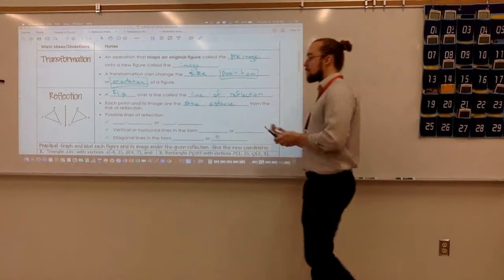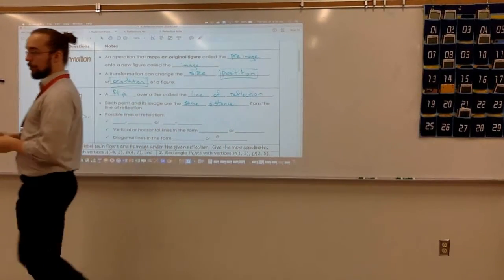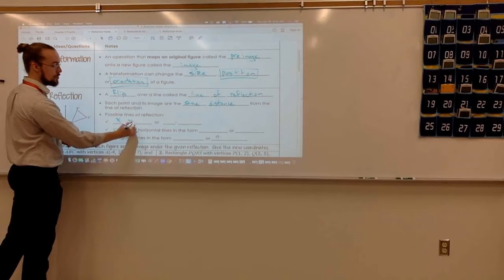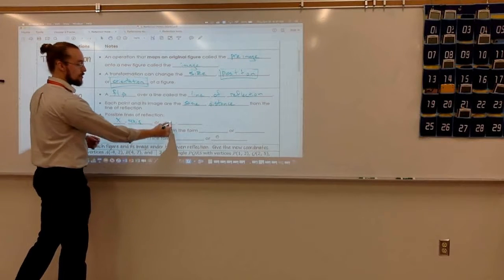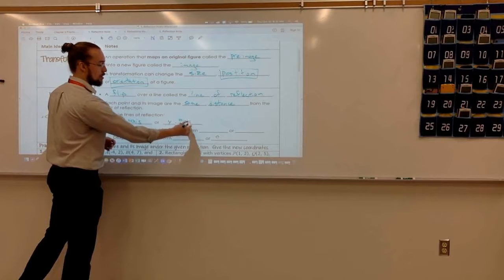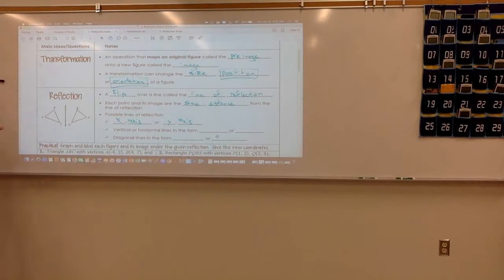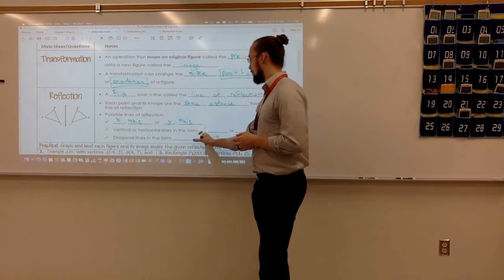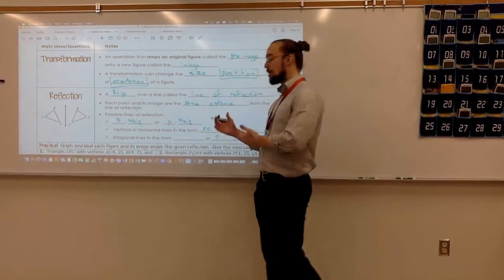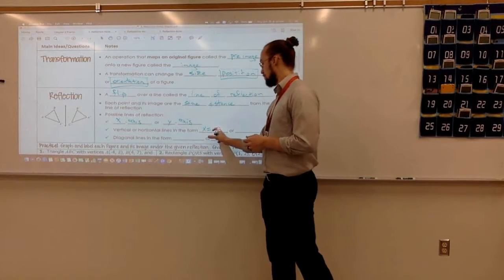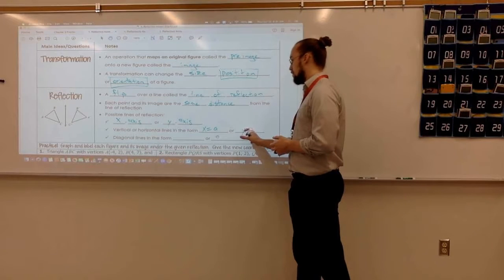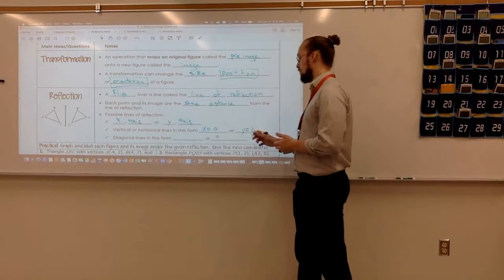So the possible lines of reflection that we're going to use: we're going to reflect in both axes, so the x-axis and the y-axis. We're going to reflect in other vertical and horizontal lines, and we talked about what those look like. Like x equals some number, we could call that number A, and then y equals a number, say y equals B.